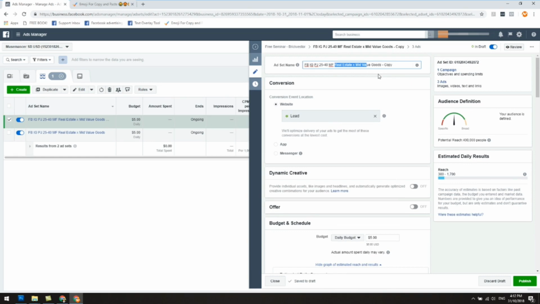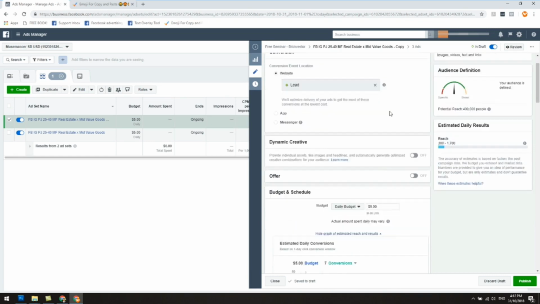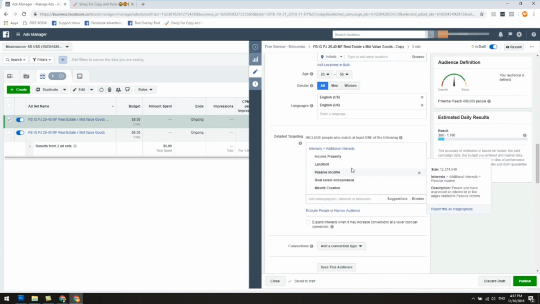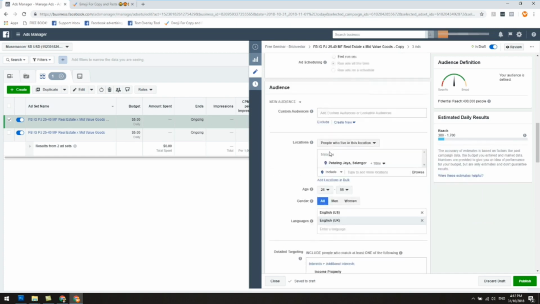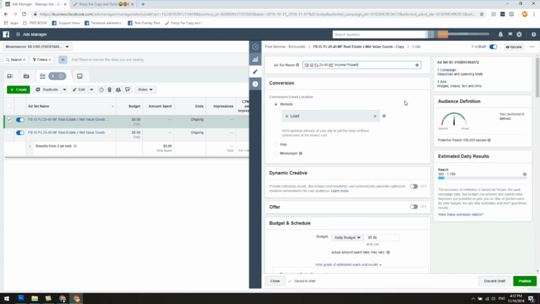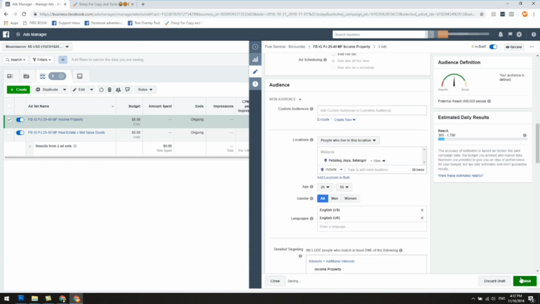So let's rename this ad set to what it is right now. I'm aware that there's a lot over here, so normally I just pick one of them. I'm just going with income property. Okay, so we've got potential, we have 400,000 people, and this is what the ad set is. So I'm going to click publish.